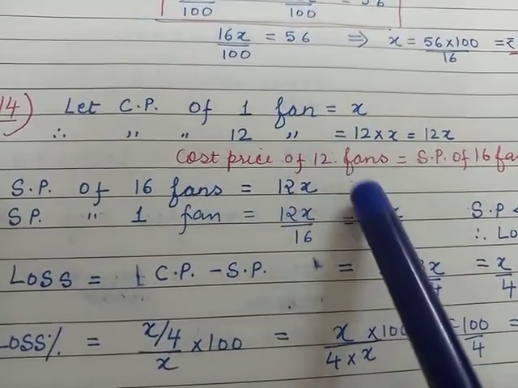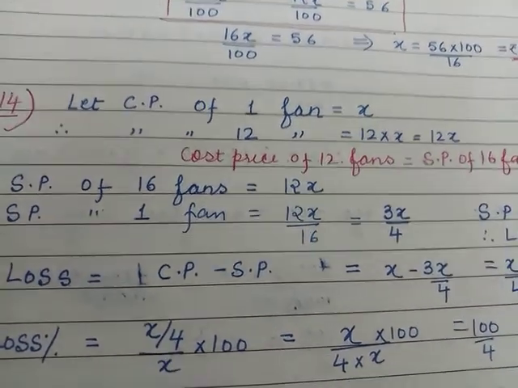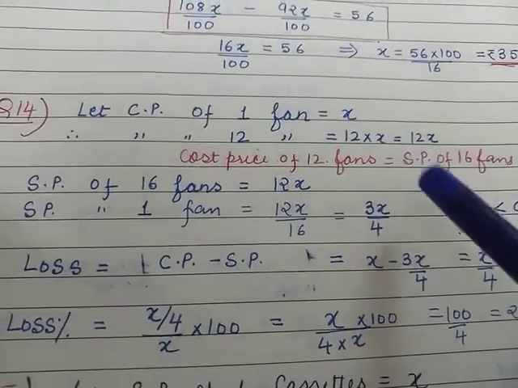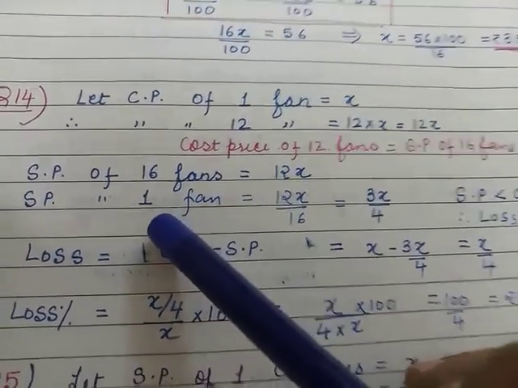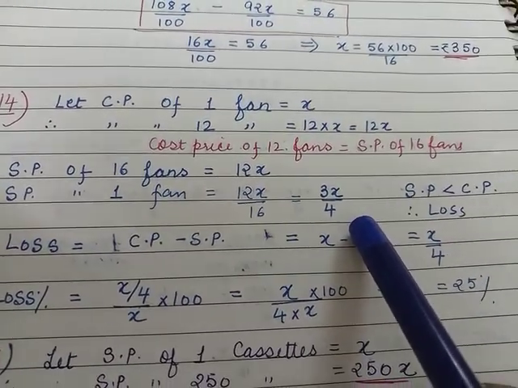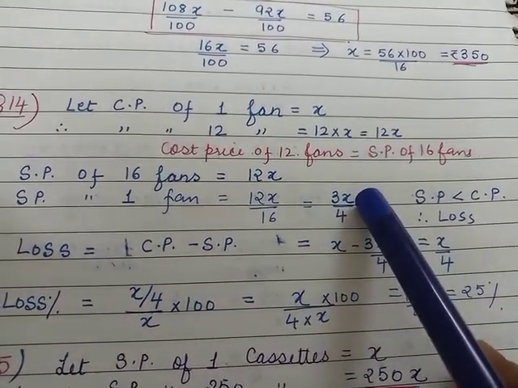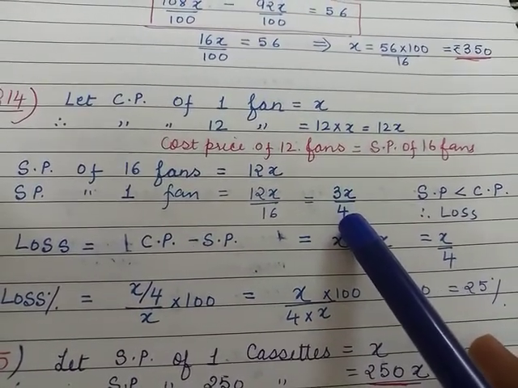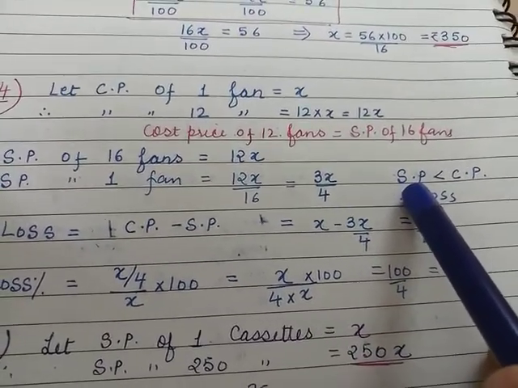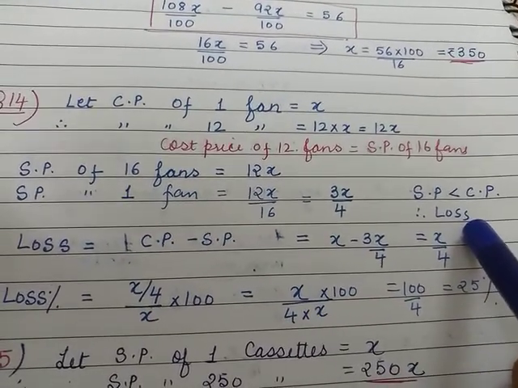See, whenever we have such questions, we calculate the selling price of one article and the cost price of an article, and then we proceed according to the question. So we have calculated the selling price of one fan, that is 3x by 4. Now if you compare, this is x and this is 3x by 4, that is 3/4, that is the smaller. That means selling price is smaller than cost price. Therefore it is a case of a loss.